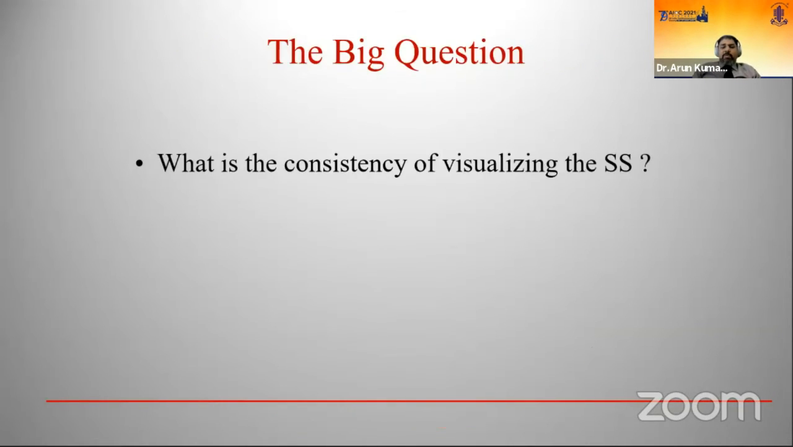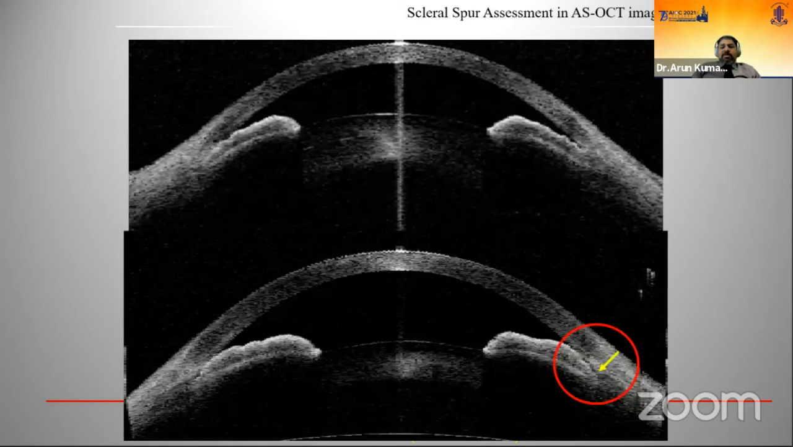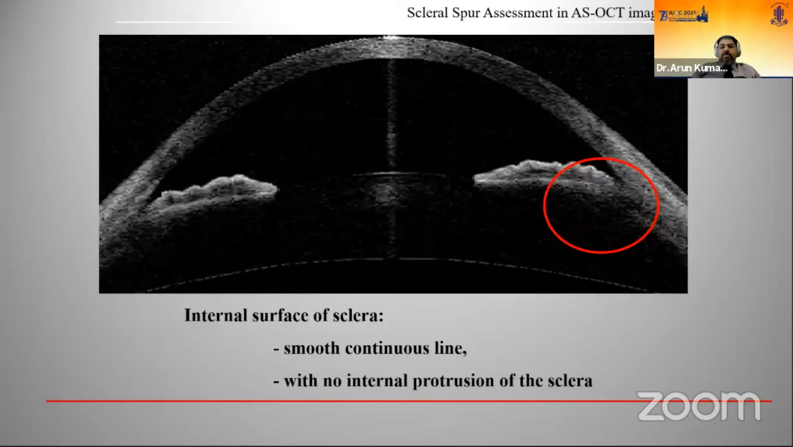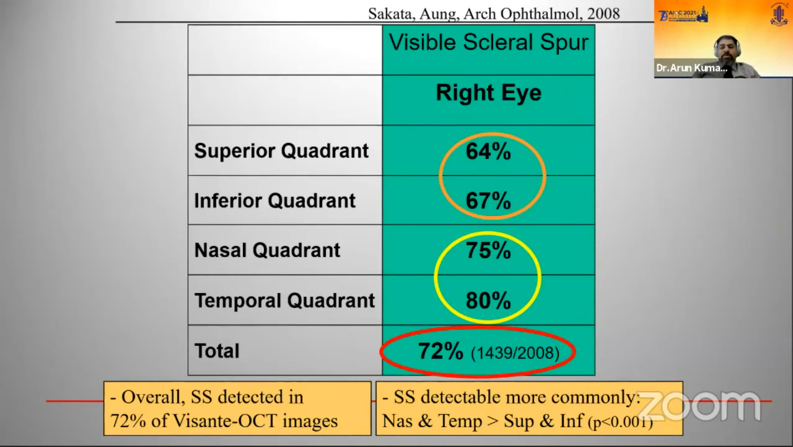Now, the big question is, what is the consistency of visualizing the scleral spur? It can be as simple as this, or could be as complex as this, and though visually this appears to be an open angle, you're not able to conclusively say that you're located at the scleral spur. So this is the challenge, and the study from Singapore showed that in about 70% of the images, one is able to identify the scleral spur.